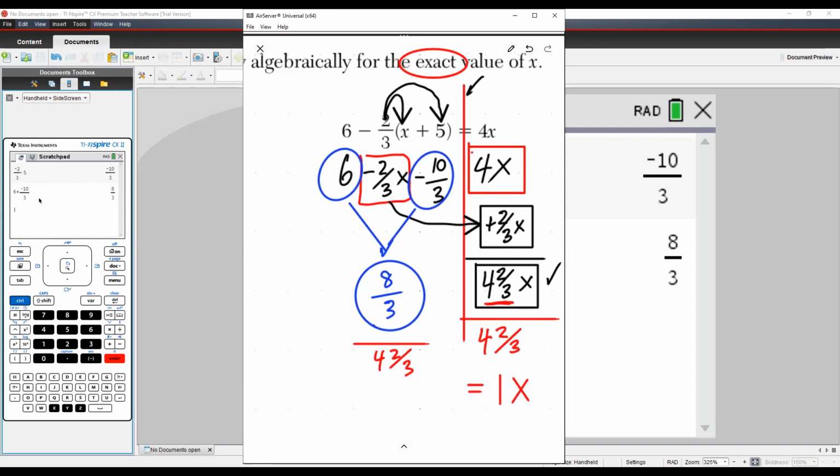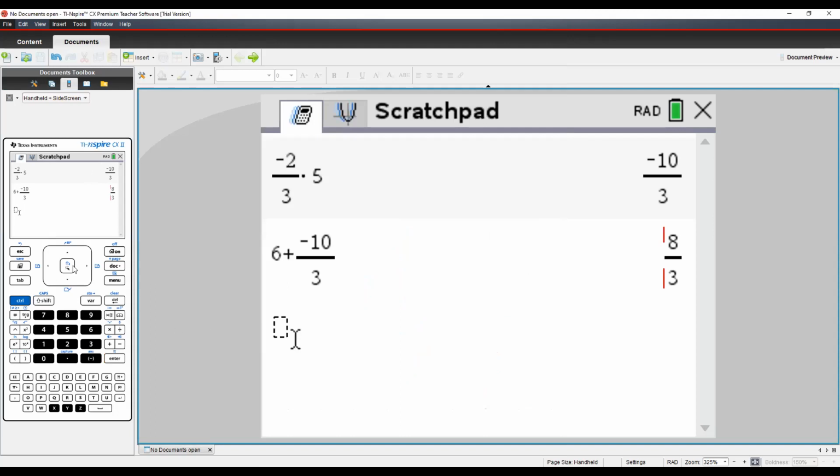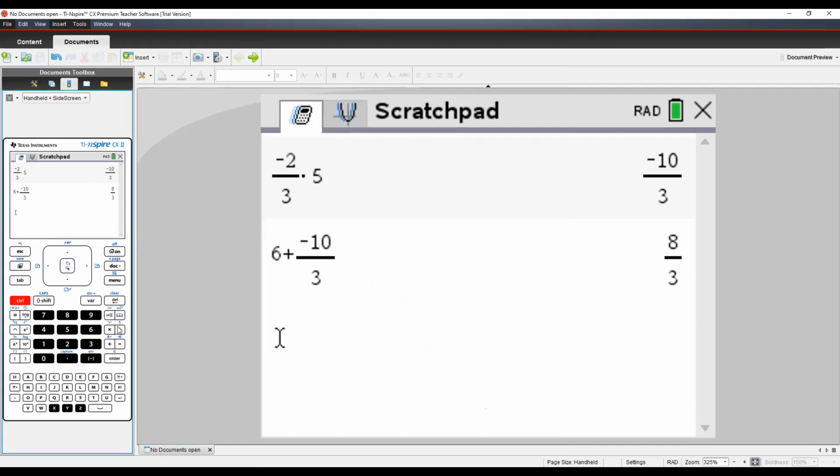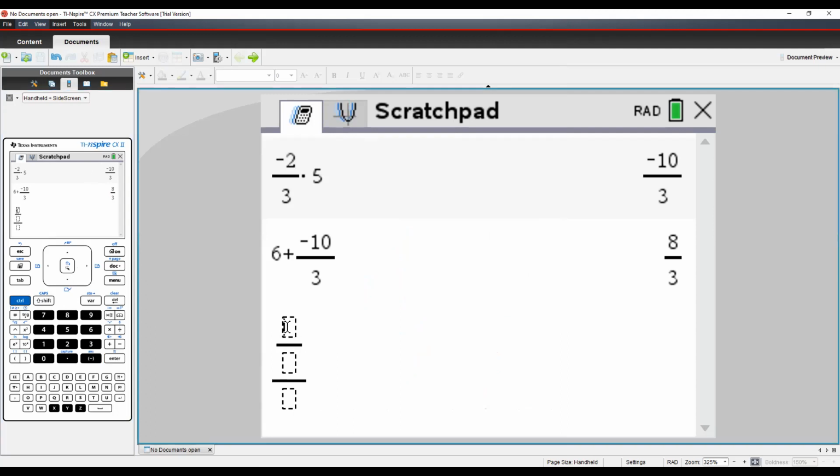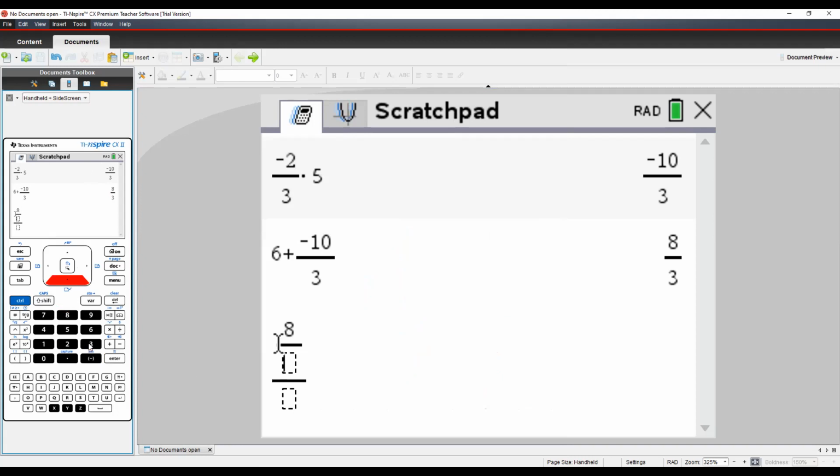So on the left-hand side, I have to do the same thing. I'm going to do 8/3 divided by 4 and 2/3. So watch what I do. I'm going to do control divide, and then control divide again. So up here, this is going to be 8 over 3. Boom. And then down here, I'm going to put in 4 and 2/3.